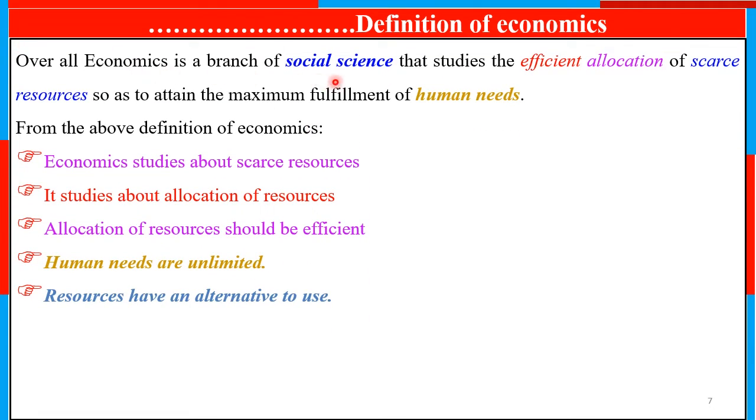Overall, economics is a branch of social science that is the study of the efficient allocation of scarce resources so as to attain the maximum fulfillment of human needs. From the definition of economics, you can understand these important points. The first one, economics is the study about scarce resources. Resource is what? Scarce in supply. Economics is the study about the allocation of resources. Allocation of resources should be efficient. Human needs are unlimited. Resources have alternative uses. So these are the key points that we can derive from the definition of economics.